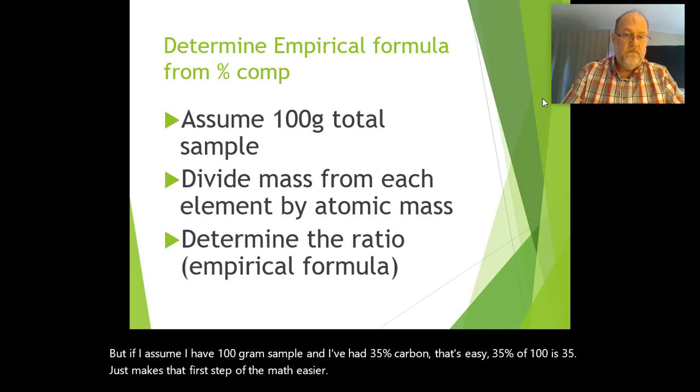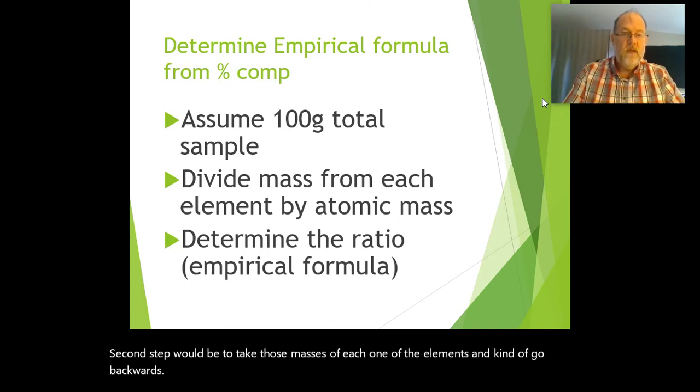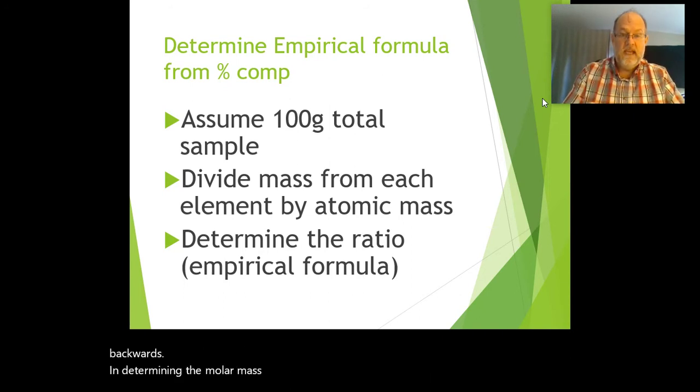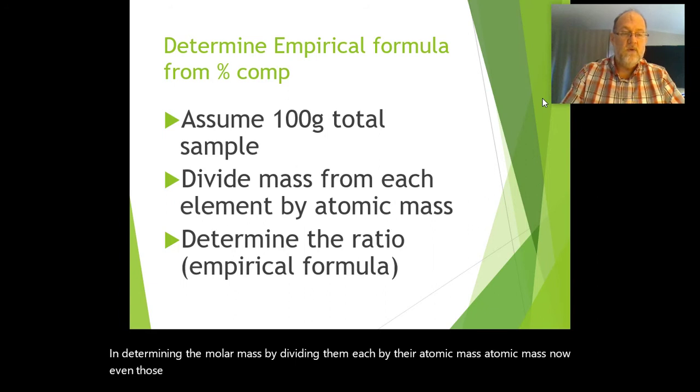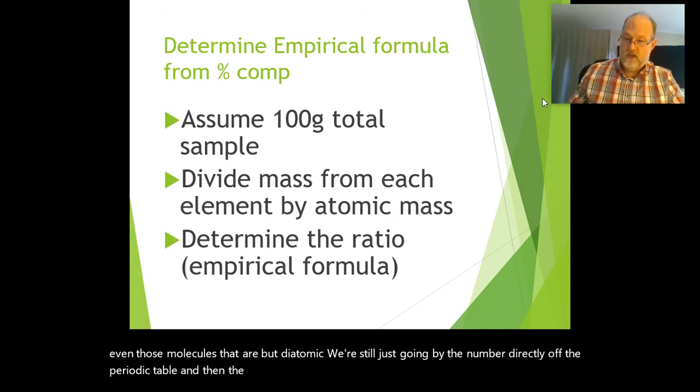The second step is to take the masses of each one of the elements and go backwards in determining the molar mass, by dividing each by their atomic mass. Even for those elements that are diatomic, we're still just going to divide by the number directly off the periodic table. And then the last step is to figure out what that ratio is.